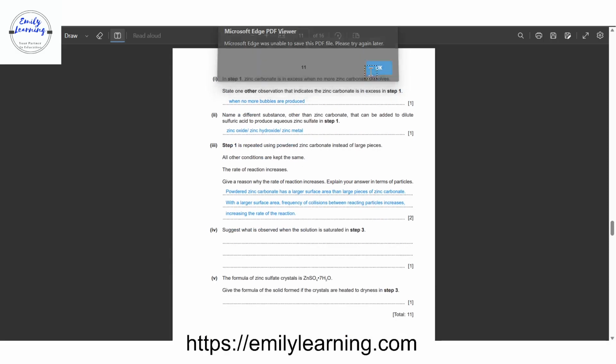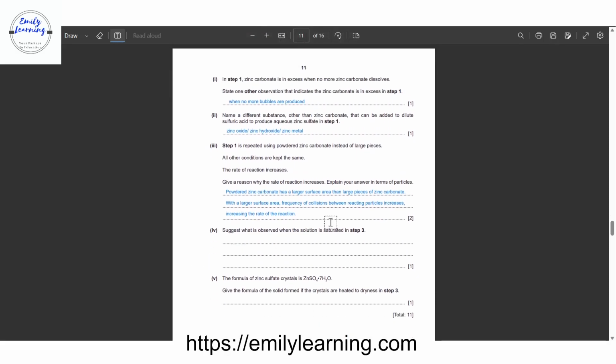Okay, next, suggest what is observed when the solution is saturated in step 3. So when you have a saturated solution, how do you know that you have a saturated solution? Well, this is when you see crystals being formed.